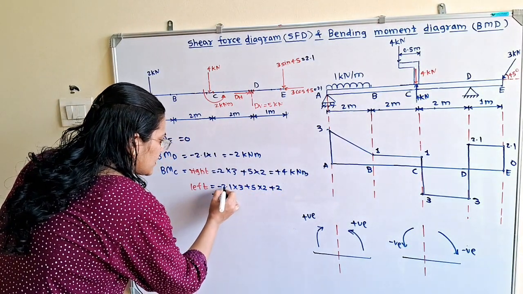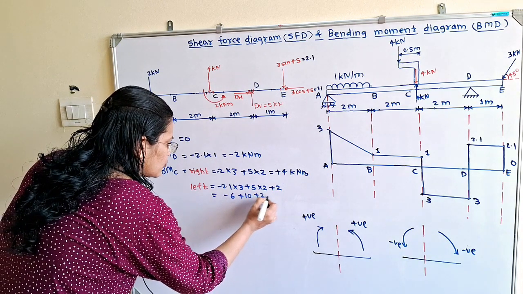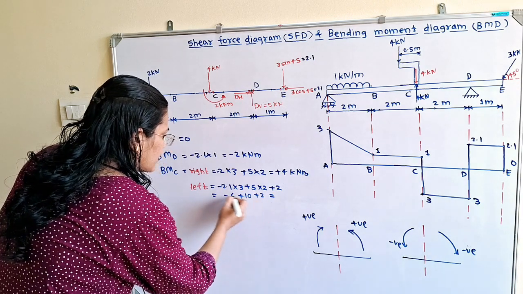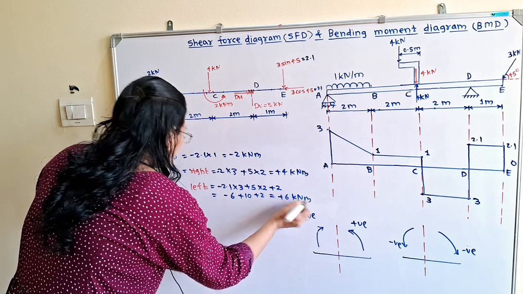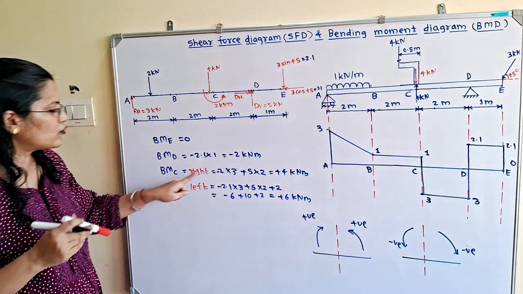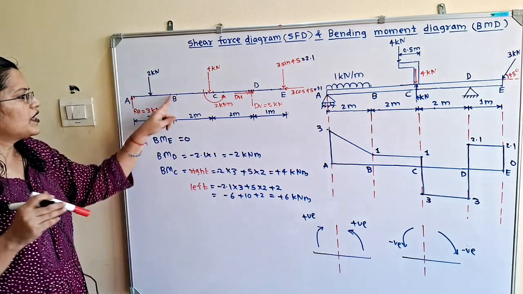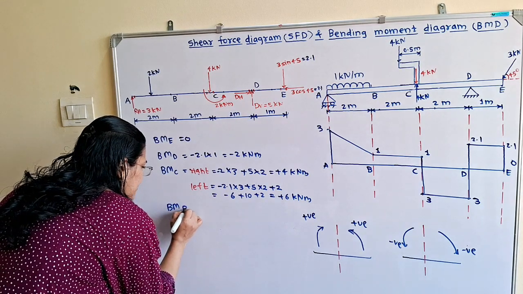So when we solve this, it is minus 6 plus 10 plus 2, which is equal to 4 plus 2, that is 6 kilonewton meter. So this is the value. So we have to plot these two values on the same line passing through the point C. Now we will move to the point B, bending moment at point B.